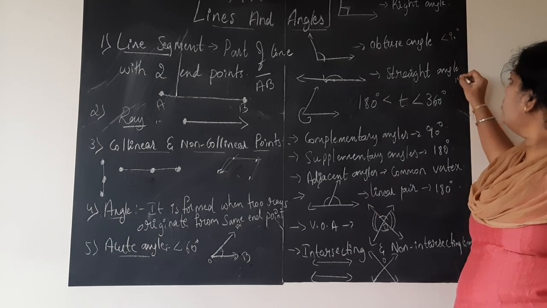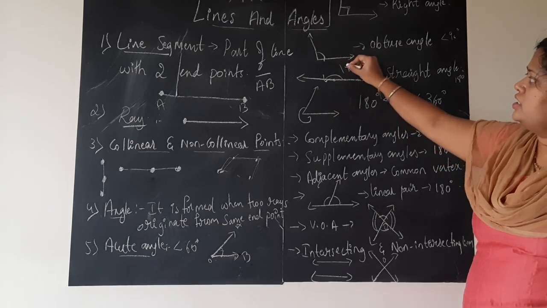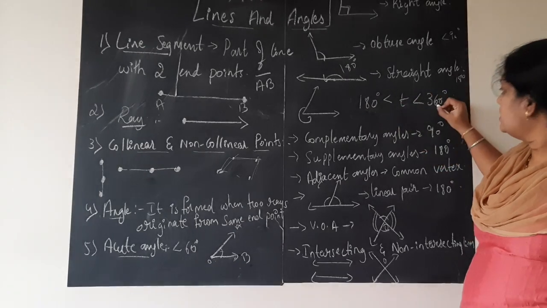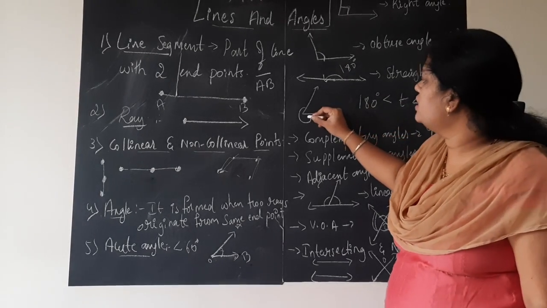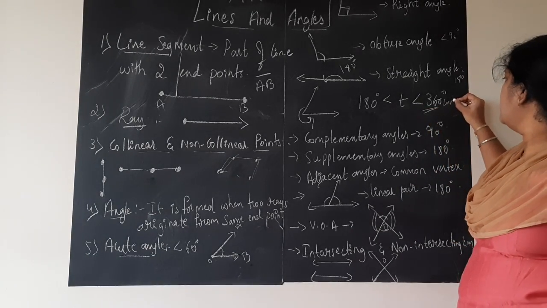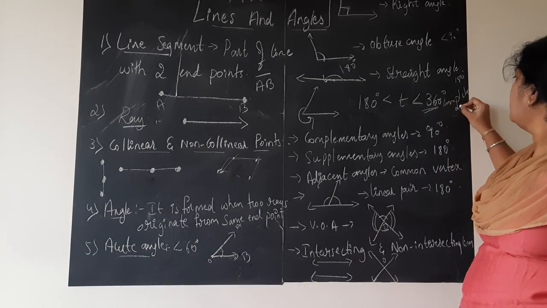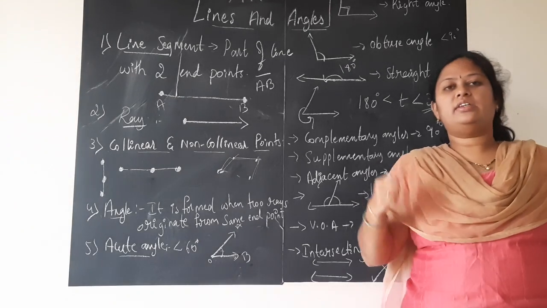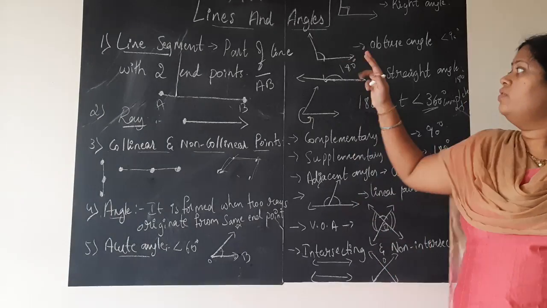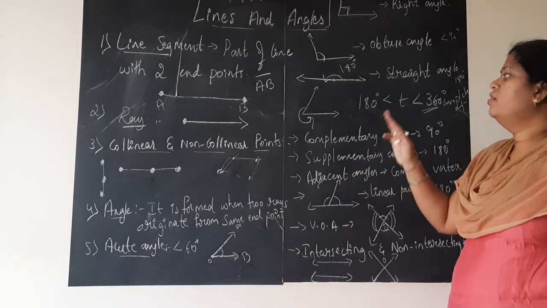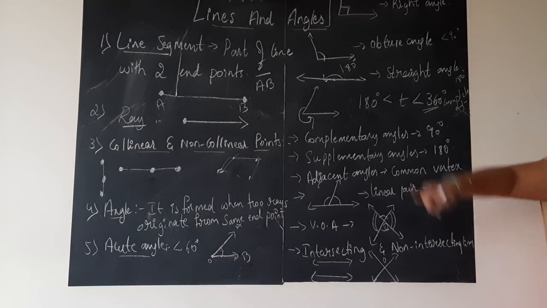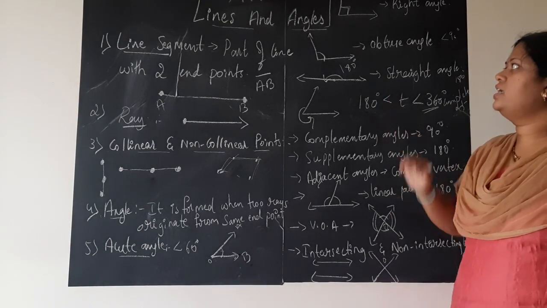If the angle is equal to 180 degree, then it is called a straight angle. If the angle is greater than 180 degree but less than 360 degree, then that angle is called the reflex angle. If the angle is equal to 360 degree, then it is called a complete angle. Acute less than 90, obtuse more than 90, equal to 90 right angle. Equal to 180 degree, straight angle. More than 180, less than 360, reflex angle. Equal to 360 degree, complete angle, one complete circle. These are the types of angles.